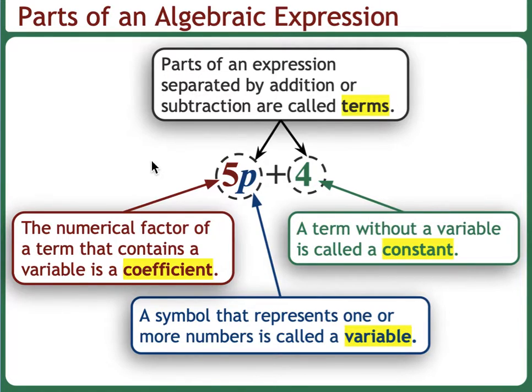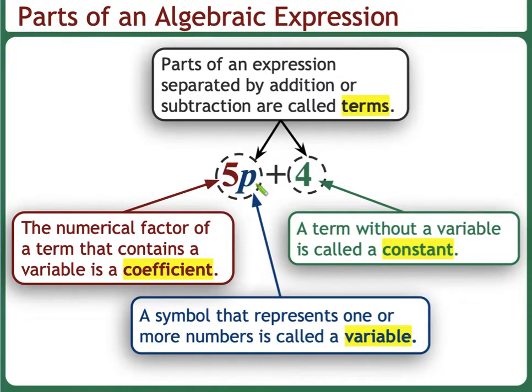So just like a sentence has different parts, sentences are made up of words, and those words might be nouns, they might be verbs, they might be adjectives. Expressions are very similar. So kind of the equivalent of words in an algebraic expression are the terms. So the terms are the parts of the expression separated by addition or subtraction. So in this case, we have 5p is a term and 4 is a term. So each part separated by addition or subtraction is called a term. Those are kind of like the words.